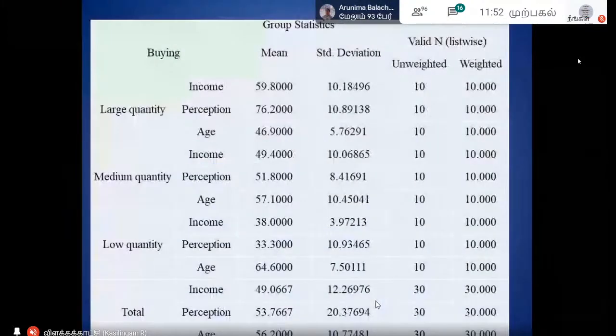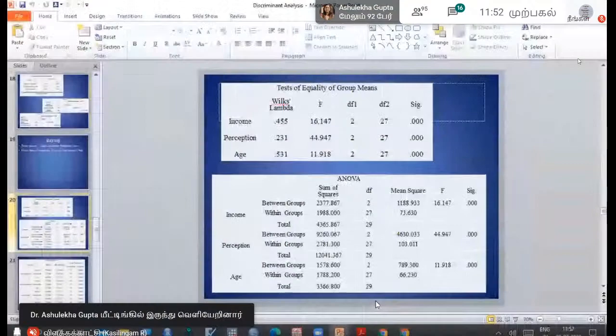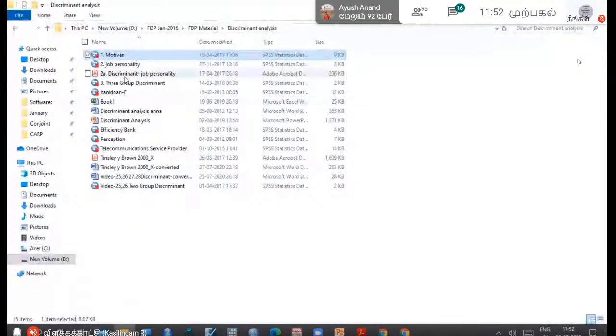So one more, I will tell one more. You know this one. Now I will tell some more also. Now let me take that aside. That is the three-group discriminant analysis, buying data set.